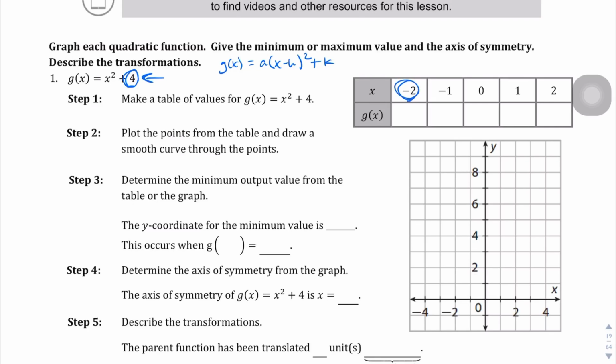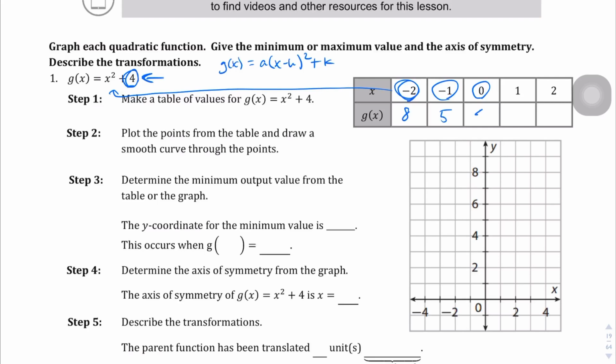If we plug it into this function here, negative 2 squared is 4. 4 plus 4 is 8. And then we're going to do the same thing for all of these. Negative 1 squared is 1. 1 plus 4 is 5. Plug this one in. 0 squared is 0.